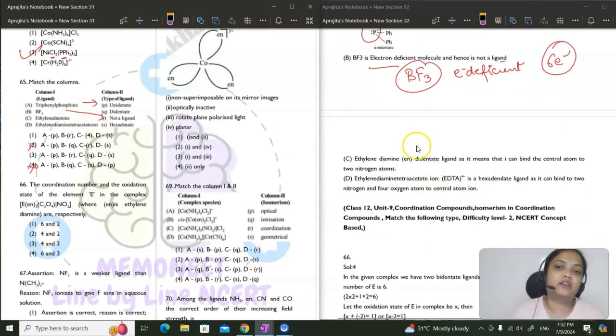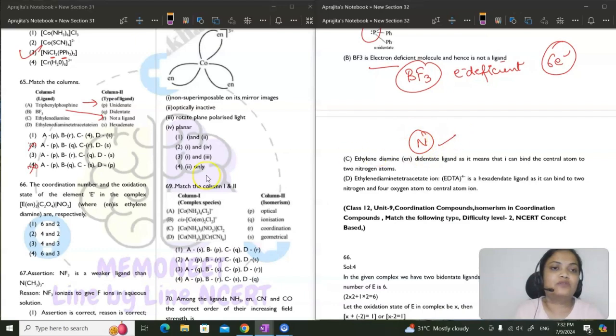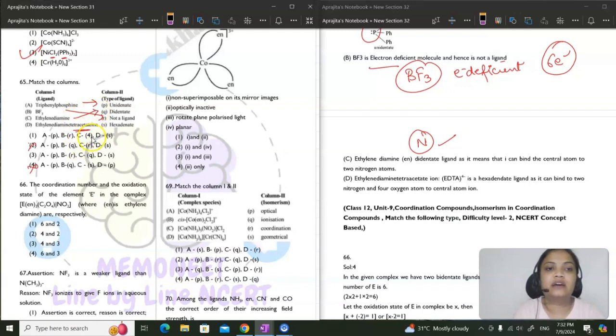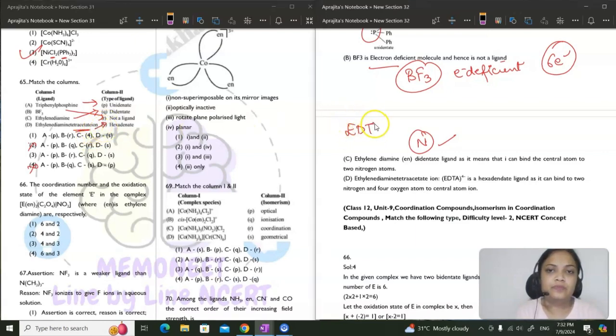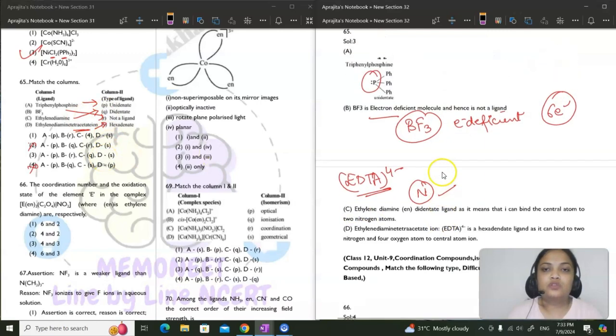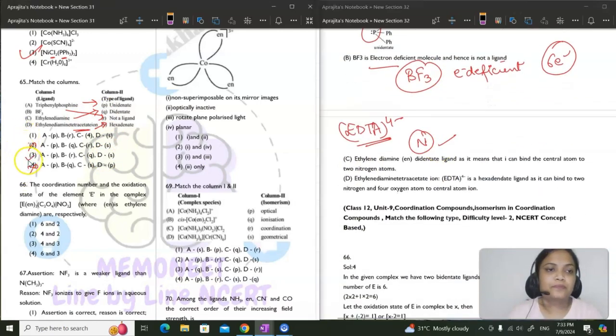Then ethylene diamine, it's a bidentate ligand. Okay, means there are 2 nitrogen atoms through which it can bind, so it's a bidentate or didentate ligand, you can say. Bi or di, one and the same thing. Ethylene diamine tetraacetate, EDTA4 minus, is a hexadentate ligand, because there are 2 nitrogen atoms and 4 oxygen atoms through which it can bind. Okay, so for C it's Q and for D it's S. So answer is option 3. Okay, next.